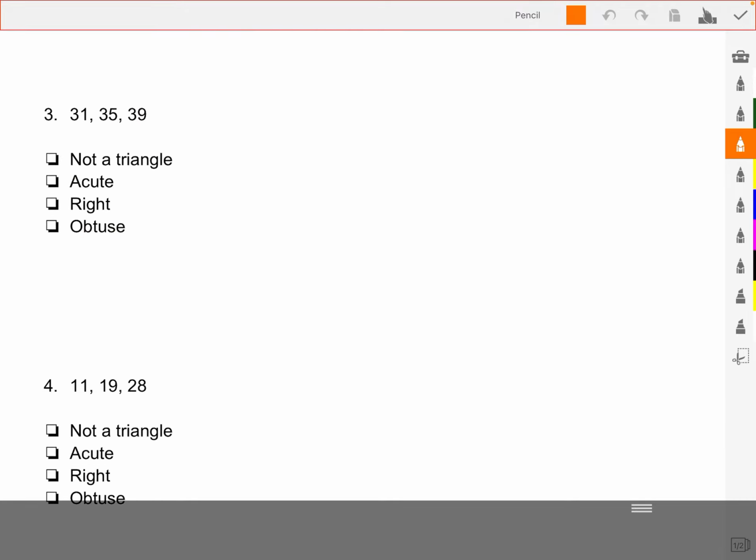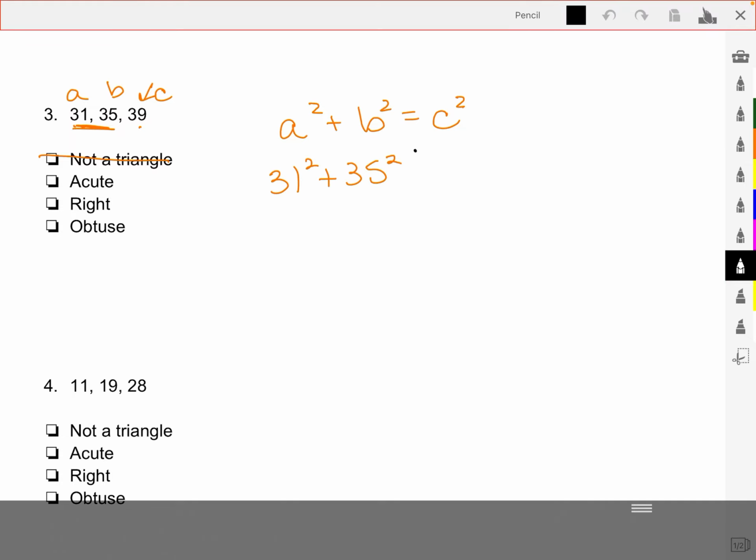All right, moving on. 31, 35, and 39. I don't even have to do that math. This added together is going to be bigger than 39, right? A lot bigger. So I know that it is a triangle. Let's see what kind. So a, b, and c. 31 squared plus 35 squared, how does that compare to 39 squared, c squared?